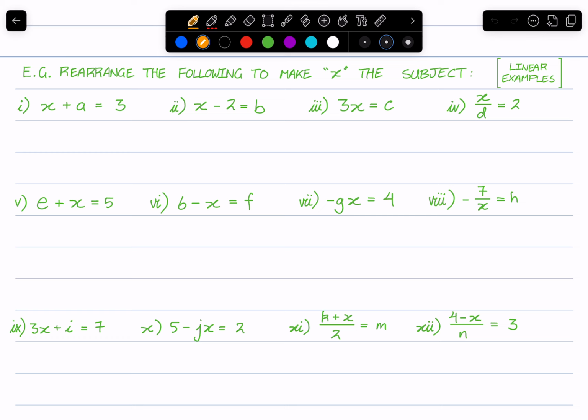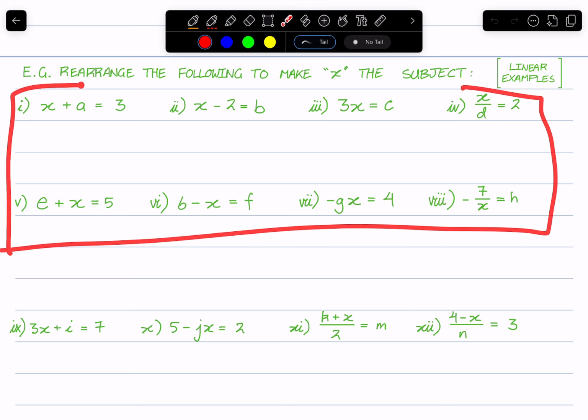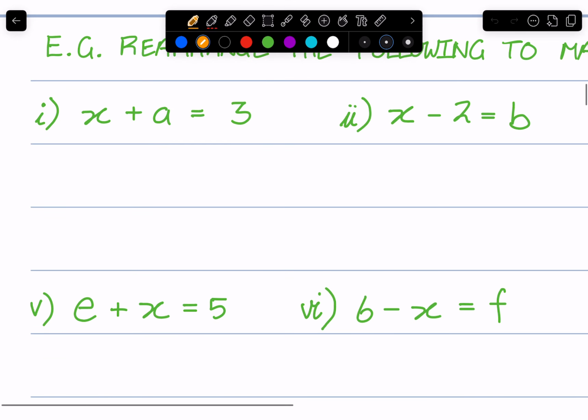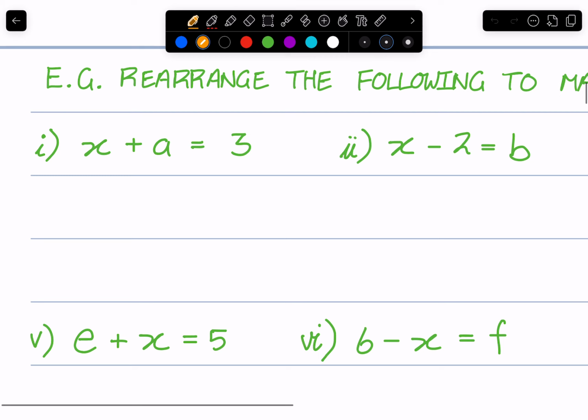Hello class, this video tutorial is just a set of 8 examples on rearranging the subject of a formula. In this set of examples, these are just very basic examples, just to give you more feel of what to do in certain situations. So here we go. With these ones, we're going to make X the subject. Let's begin with the first set of 4. These are very plain and simple.